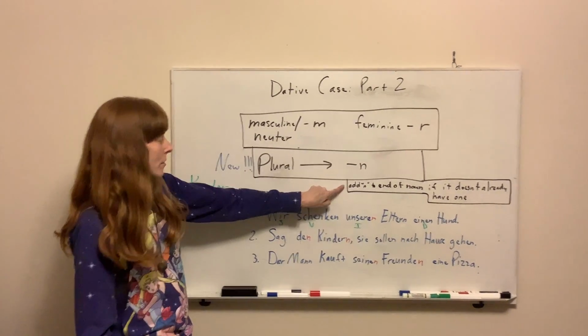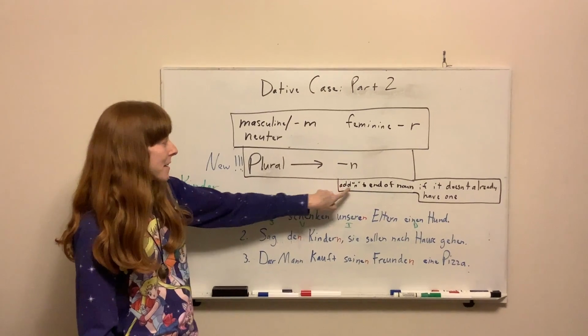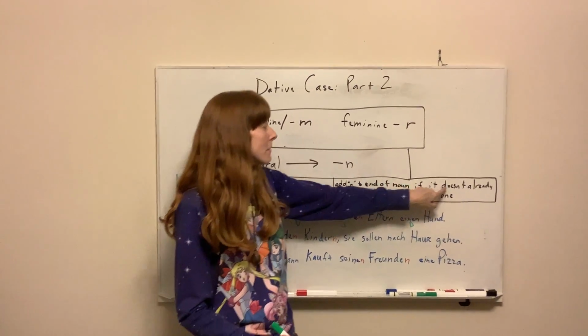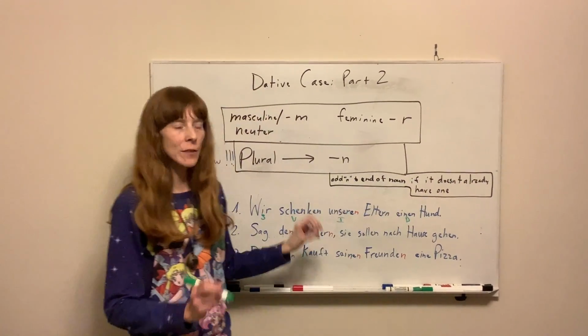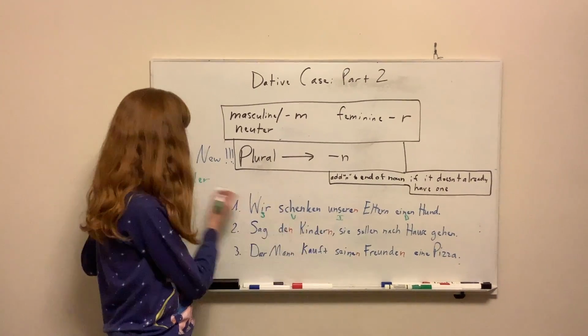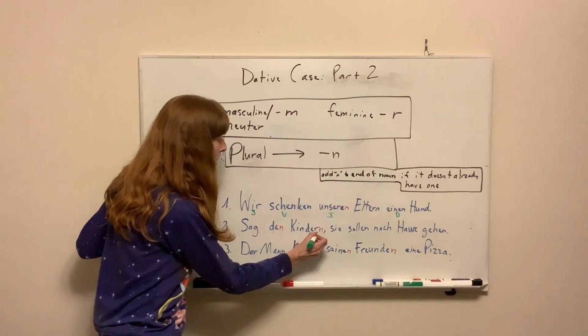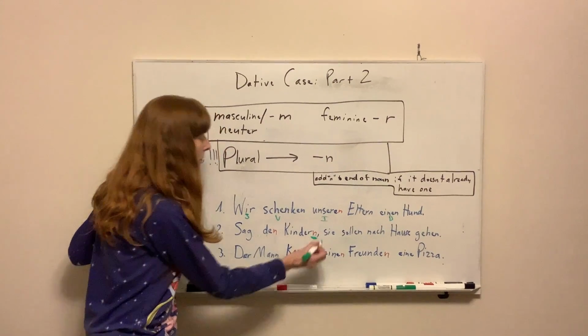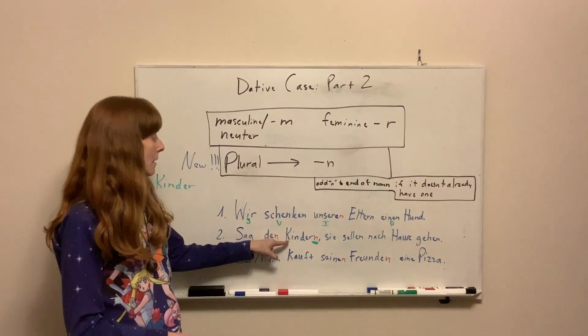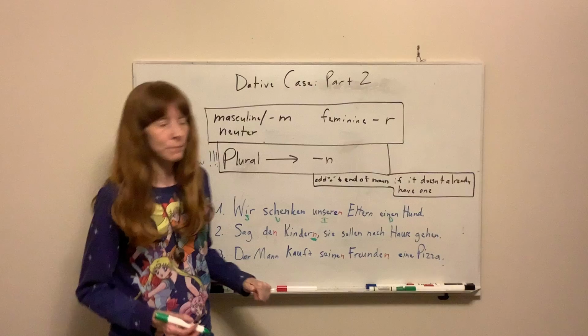Well, this is where this rule actually comes into play: add N to the end of the noun if it doesn't already have one in the dative case. Kinder does not end with an N, so that's why I've had to add that right here. Sag den Kindern, say to the children.